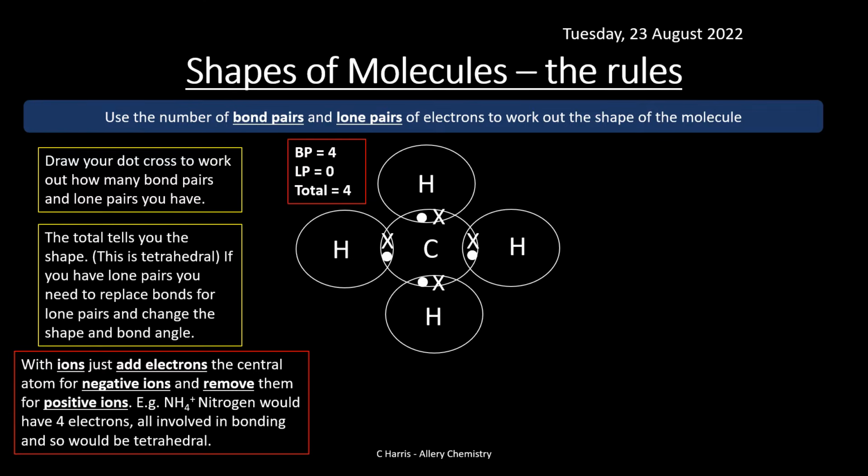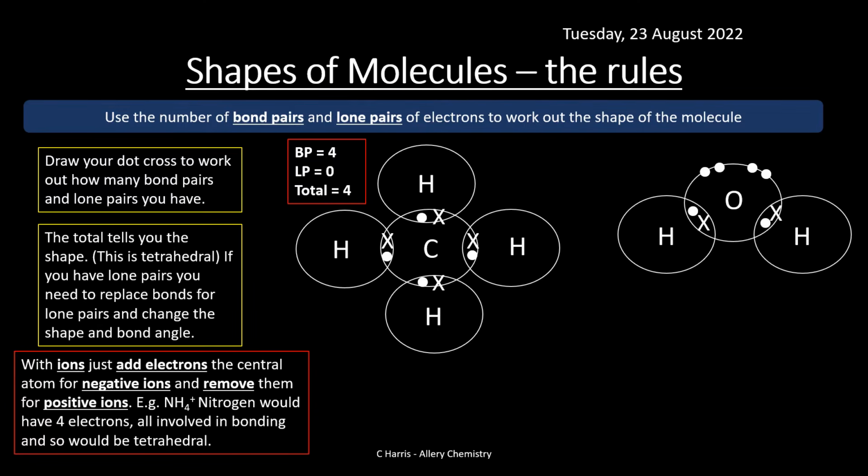So in this example here, we have 4 bond pairs, as we said there. We don't have any lone pairs, so the total is 4. And the total tells you the shape. In this case, it is tetrahedral. If we had lone pairs here, you would need to replace the bonds with lone pairs and change the bond angle, as we've just seen before. So when we showed you those 3 different diagrams, obviously a lone pair generally reduces the bond angle by 2.5 degrees for every lone pair that you've got.